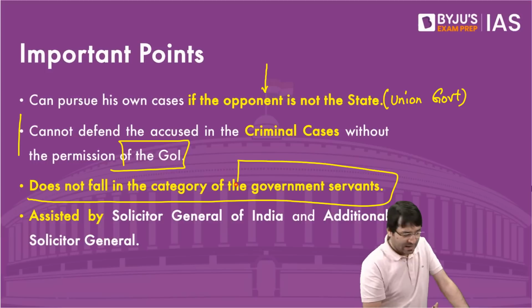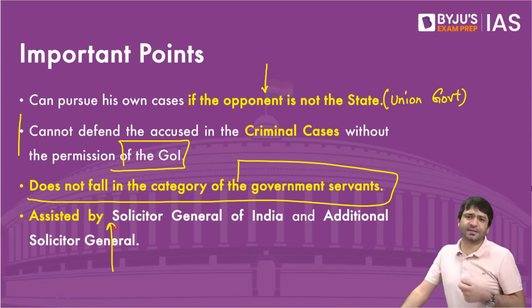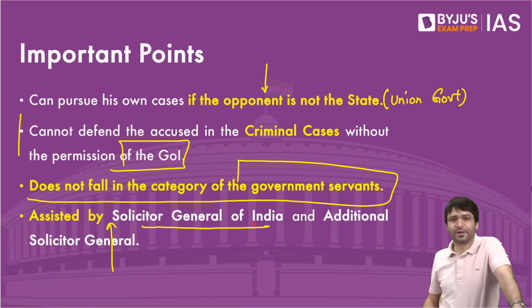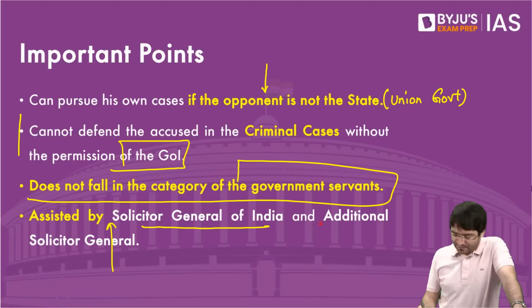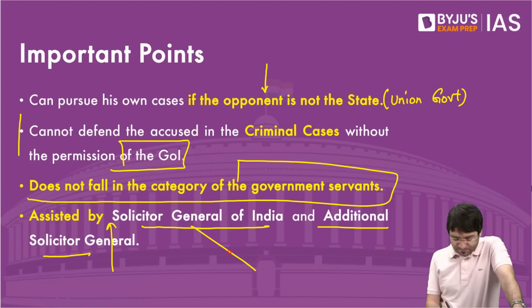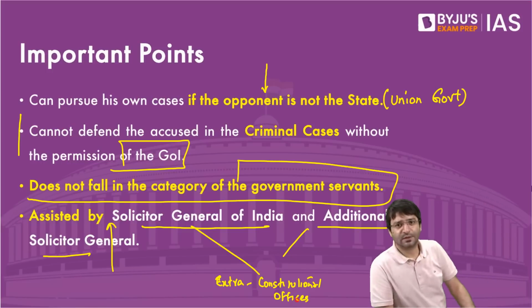And to assist the Attorney General, because the Attorney General cannot be present in all the cases, we have the Solicitor General of India. And to assist them, we have a group of additional Solicitor Generals as well. But both these are extra constitutional offices. That means these offices are not mentioned in the Constitution. The Attorney General's office is mentioned in the Constitution.